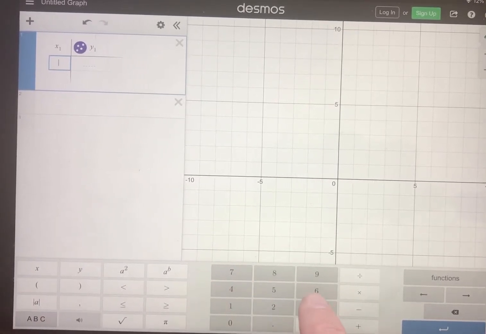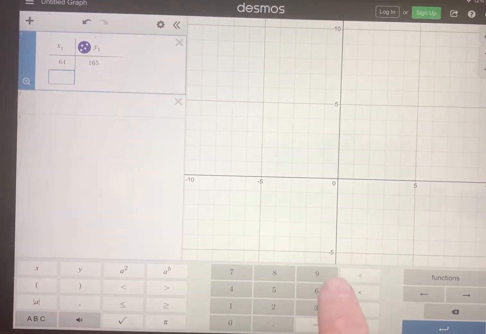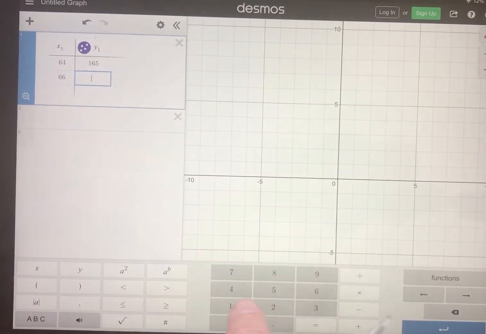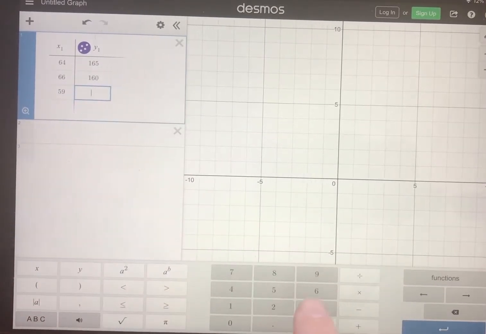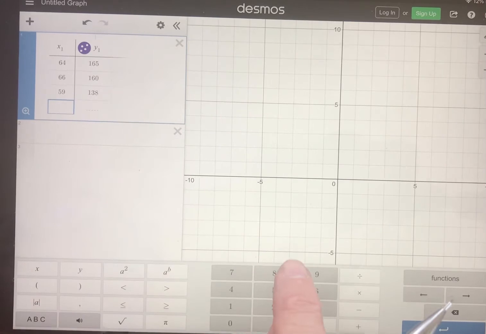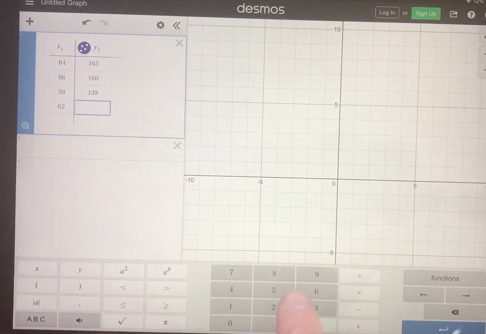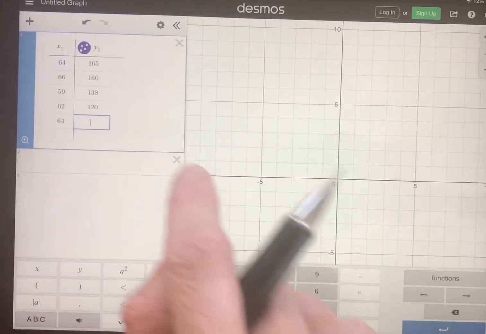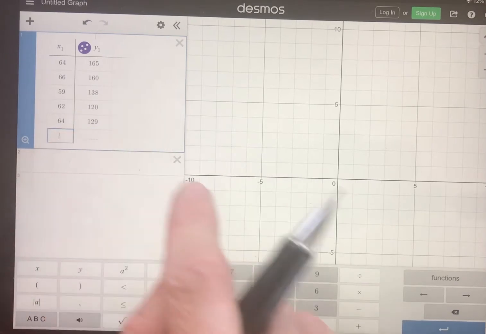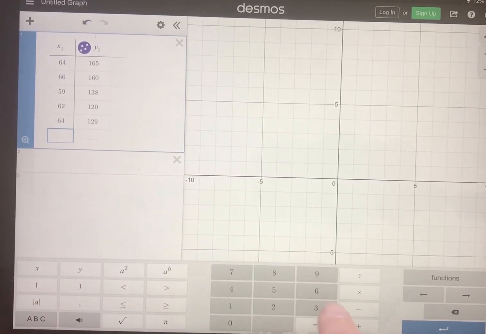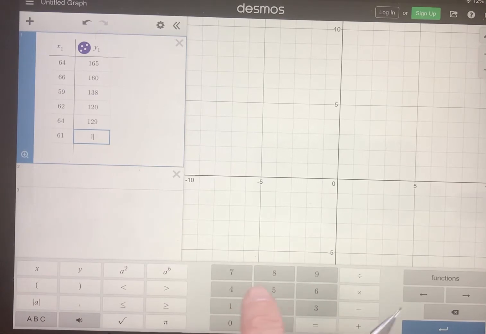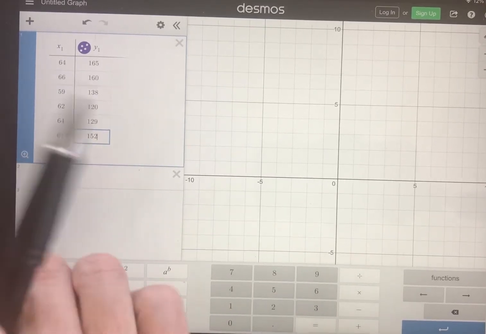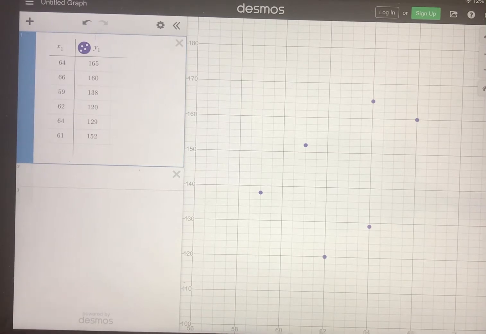And so person A, 64 inches tall with a weight of 165. Person B, 66 with a weight of 160. Person C, 59 inches, a weight of 138 pounds. D, 62 and 120. E, our 5th person, 64, 129, and our last person, person F, our 6th person, 61, 152, and we'll press our magnifying glass with the plus sign, and there's our data.